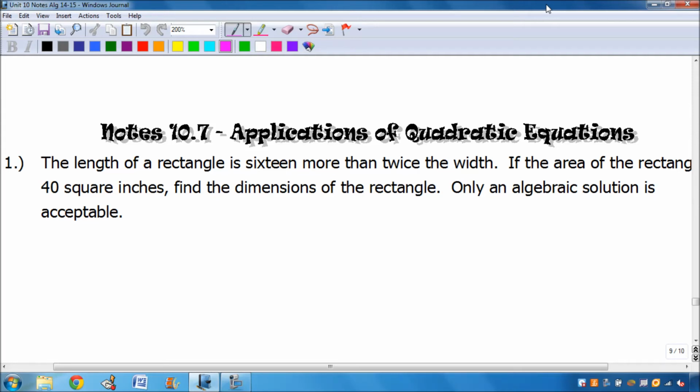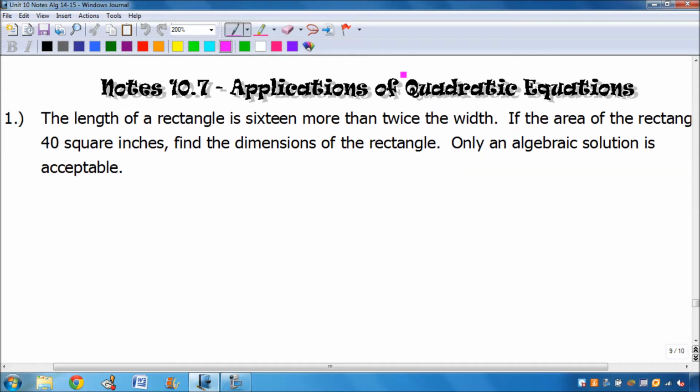Hi ladies and gentlemen, we are on our last set of notes for the unit, and we are going to take everything that we have learned about solving quadratic equations and we are going to apply them to some word problems. So if you take a look at question number 1, it says the length of a rectangle is 16 more than twice the width.